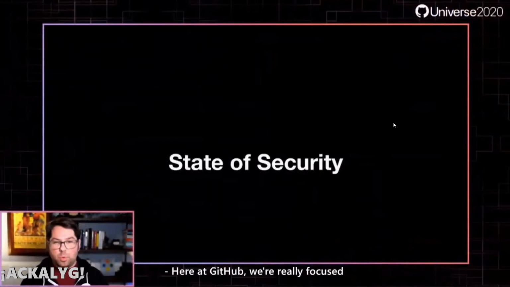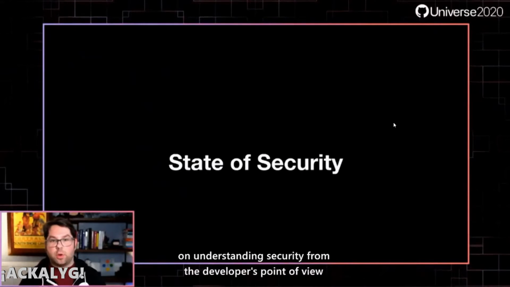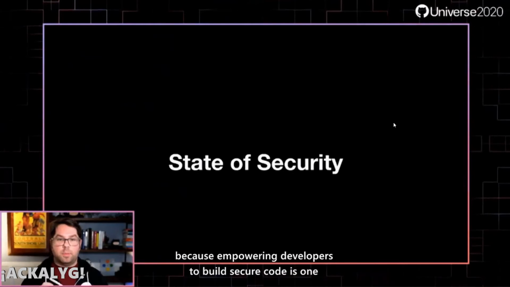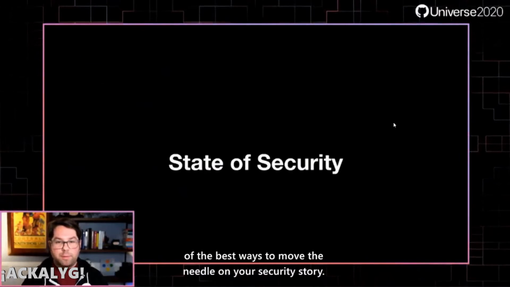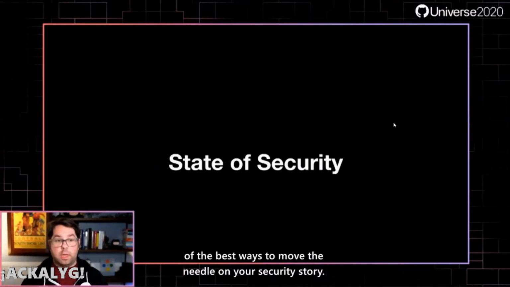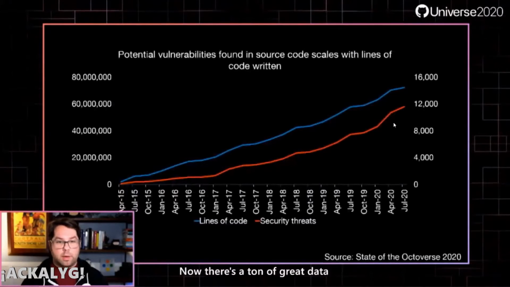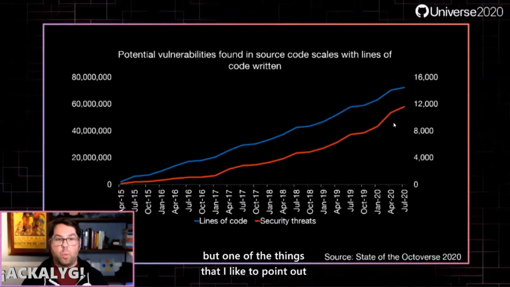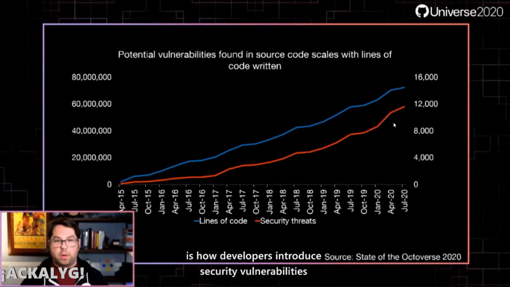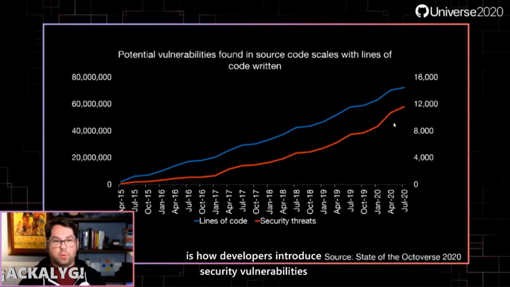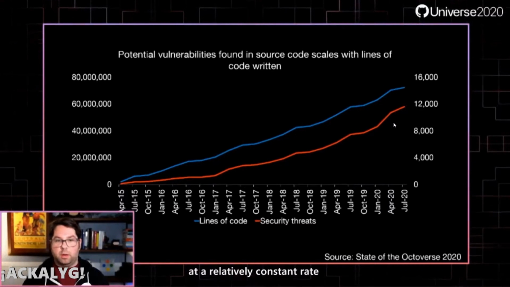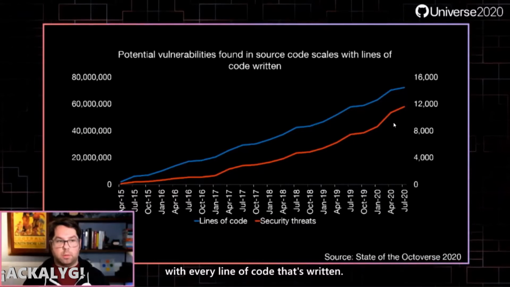Here at GitHub, we're really focused on understanding security from the developer's point of view, because empowering developers to build secure code is one of the best ways to move the needle on your security story. Now, there's a ton of great data in the State of the Octoverse report this year, but one of the things that I like to point out is how developers introduce security vulnerabilities at a relatively constant rate with every line of code that's written.